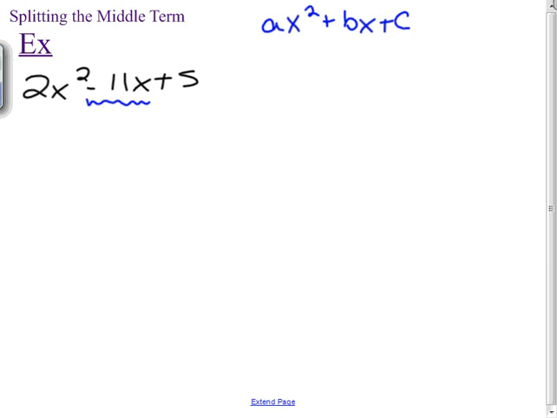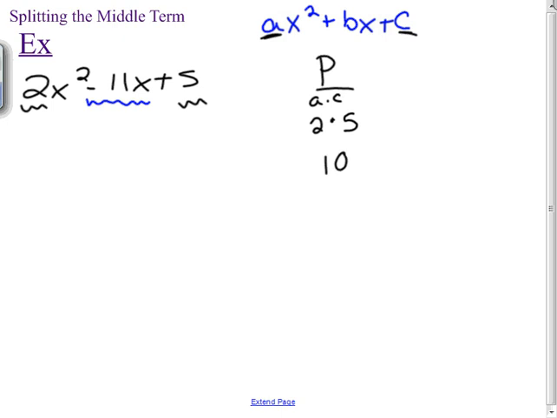But in order to go through this, we're going to look at what's called the product and the sum. And hopefully you are familiar with this. The product is the a value times the c value. So it's the coefficient of x squared, which is my 2, times my c value, which is my constant, that 5. So therefore, my product is going to be 10 for this problem.